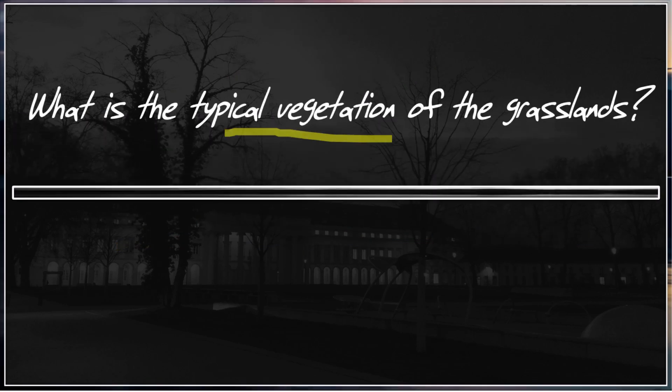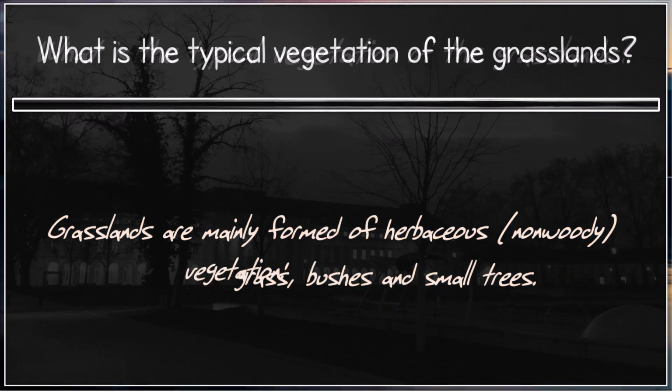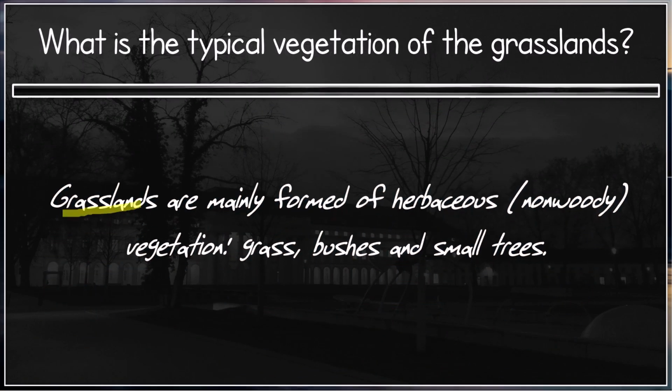What is the typical vegetation of the grassland? Grasslands are mainly formed of herbaceous non-woody vegetation, grass, bush, and small trees.